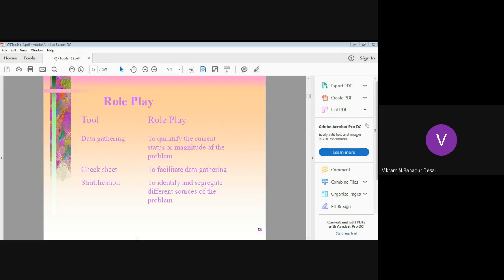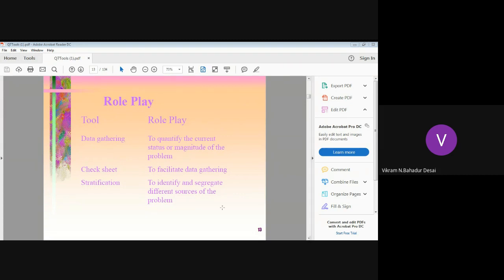A check sheet is like, if you are planning to go for a trip, you will have a checklist of all the things you wish to take. Accordingly, we keep ticking off what we pack for the trip. Or if you have a marriage in your house, you will have a check sheet of whom to call, how many relatives are going to come. So to facilitate data gathering, we use the check sheet.